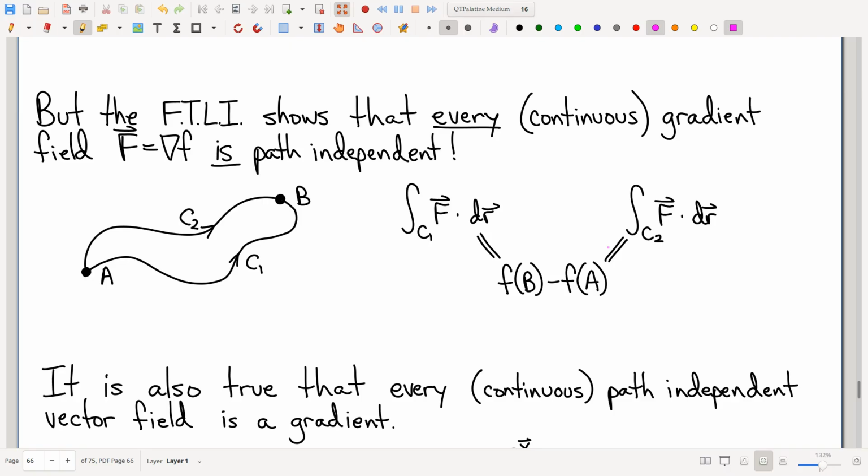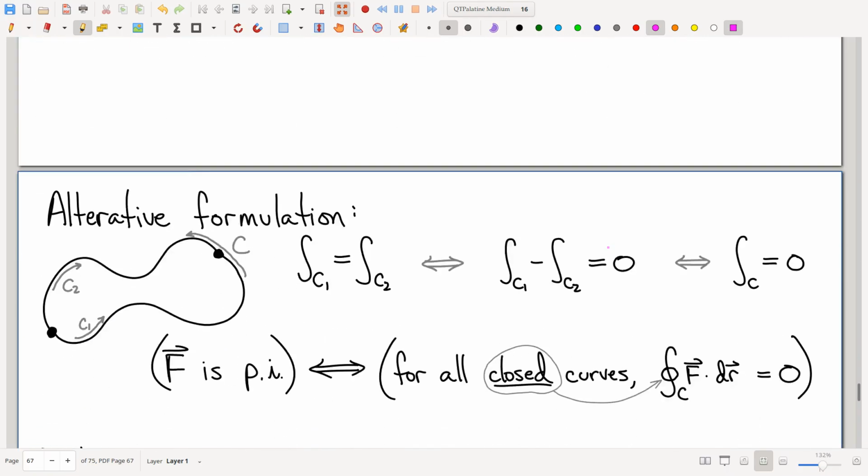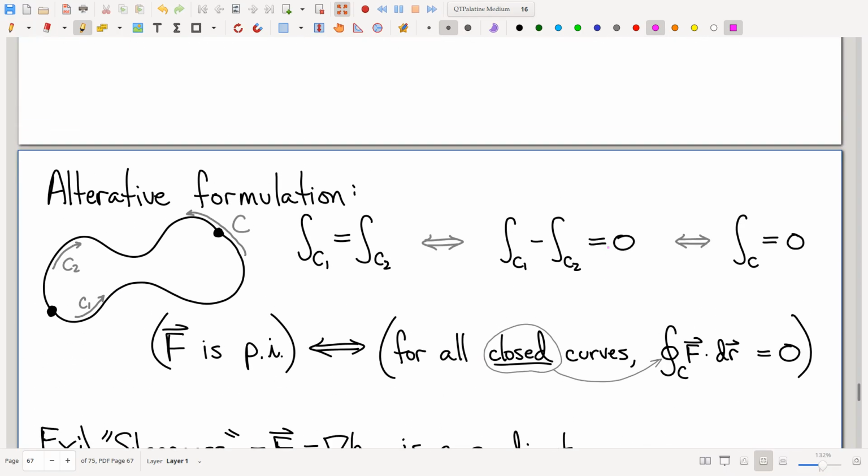Okay, so neat fact. Now, here's a different point of view on path independence. This one ends up being useful also. It's a little bit less natural, a little bit less naturally connected to the term path independent.